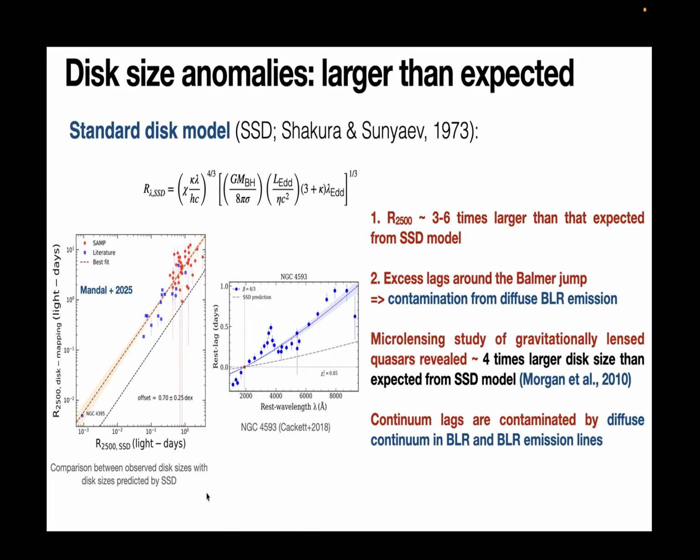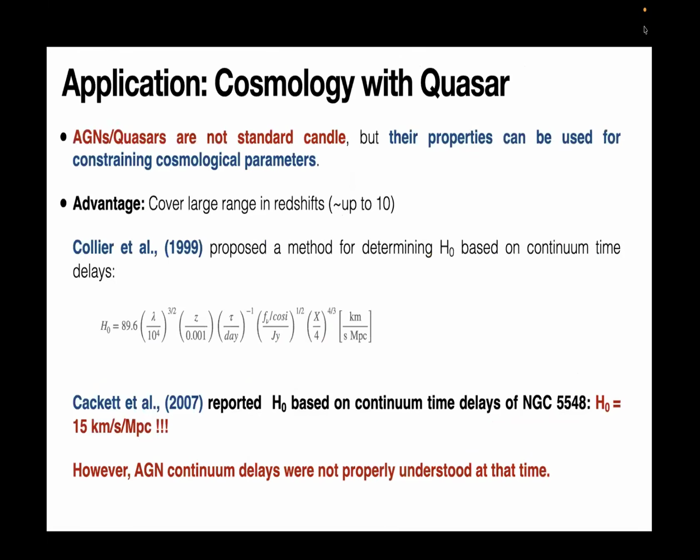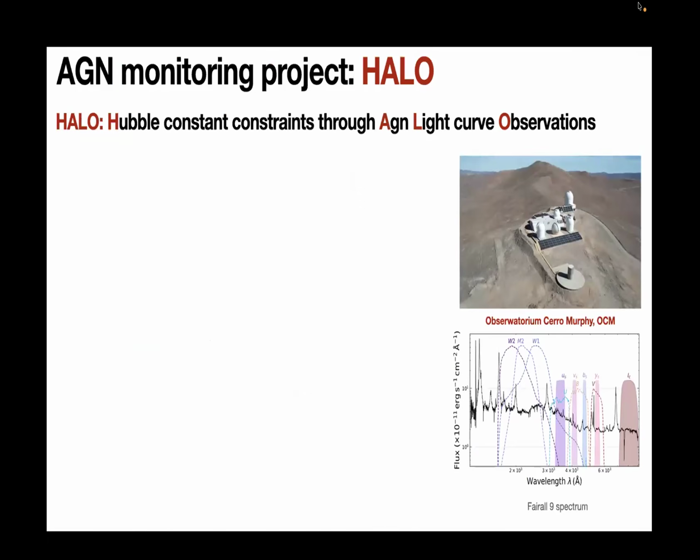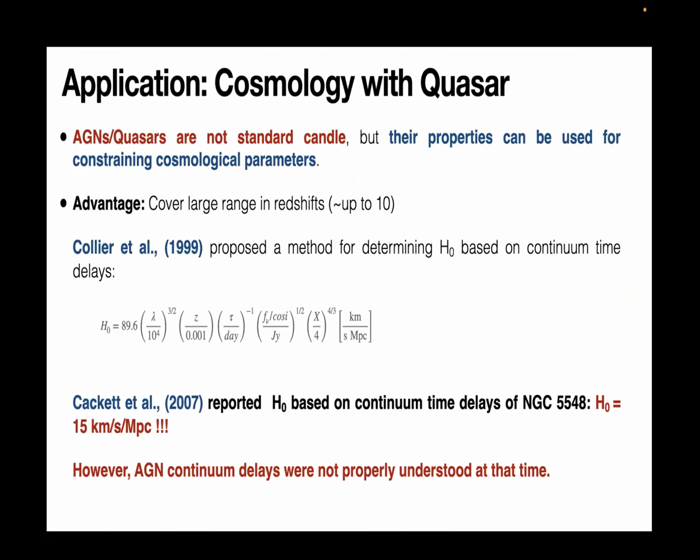Now the question is, what are the applications of these continuum time delays? One of the main applications in cosmology is to infer the Hubble constant. You know that AGN or quasars are not standard candles, but their properties can be used to standardize them. The advantage of using quasars is that they span a large redshift range, up to 10.